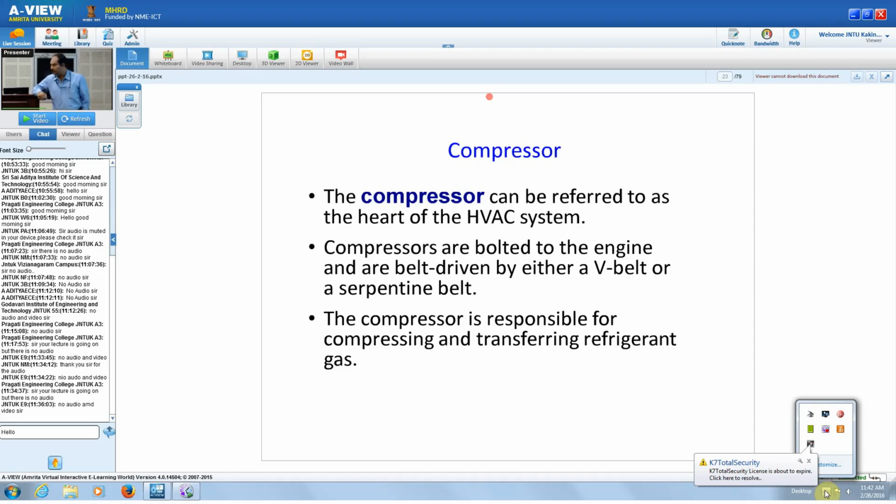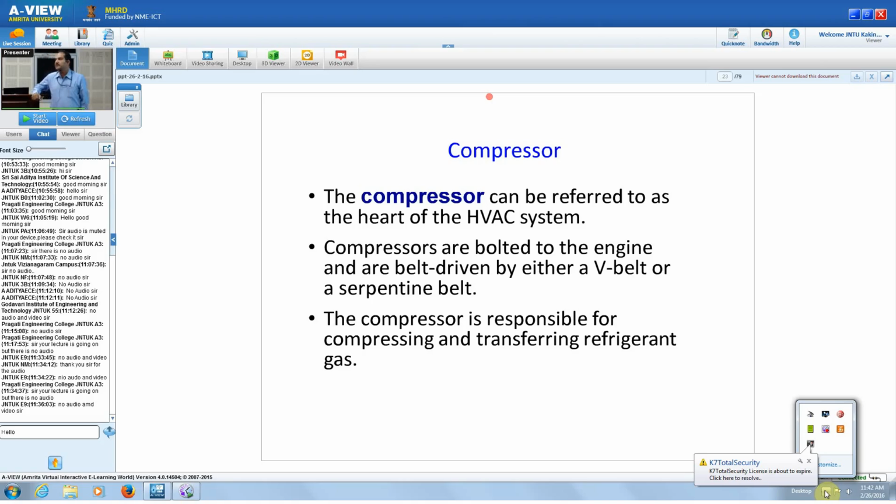Then the compressor. Do you know the compressor? It is the heart of the system. Without the compressor, we can't do. The compressor can be referred to as the heart of the HVAC system. HVAC means heating, ventilation, and air conditioning.